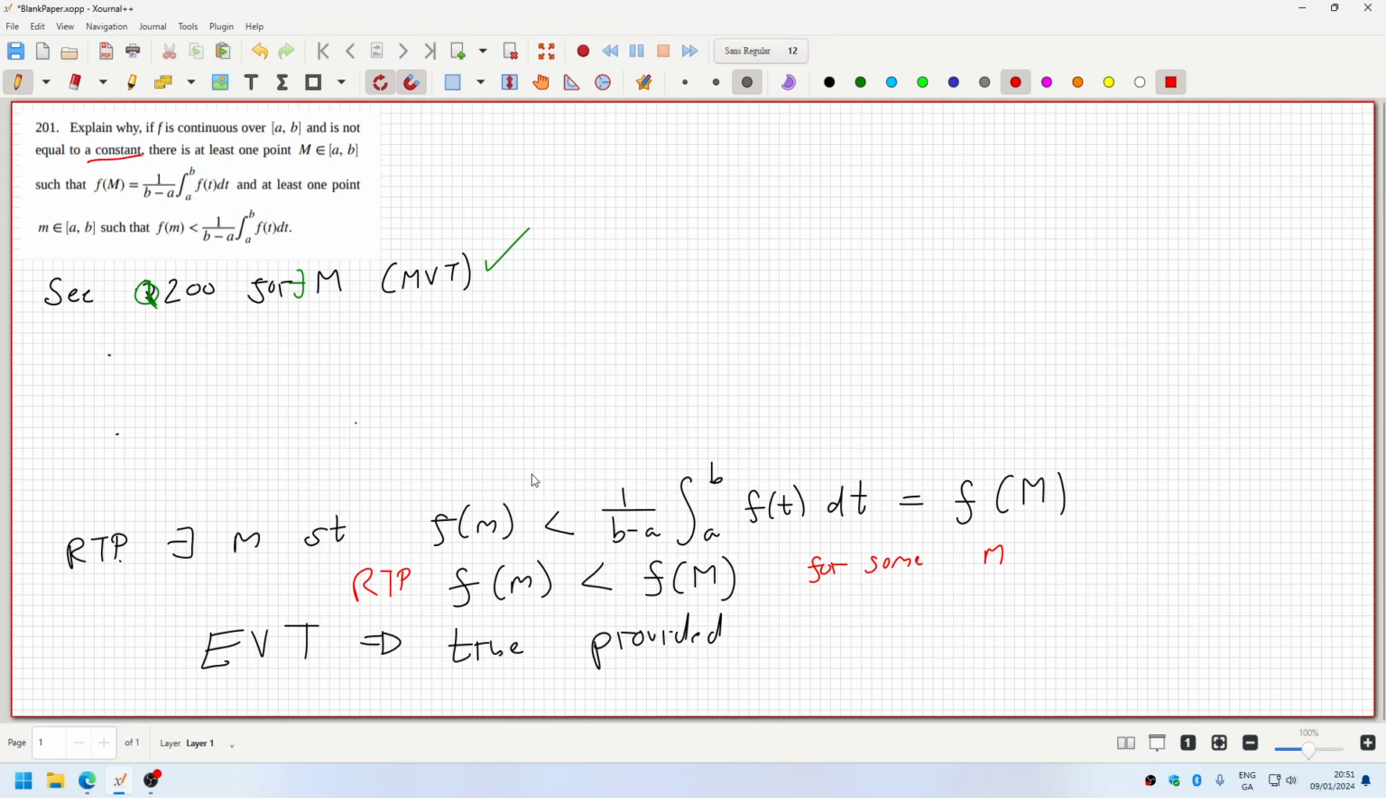So, yeah, okay. I could probably formalize this a bit more, but I think the secret to this question is using 200 plus the extreme value theorem. That's what I think, I'm afraid.